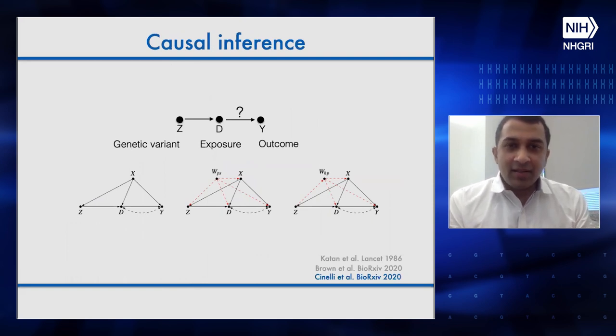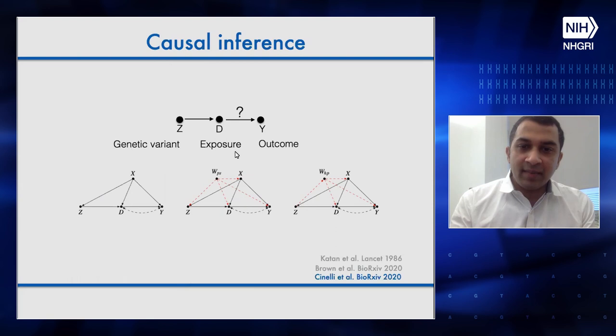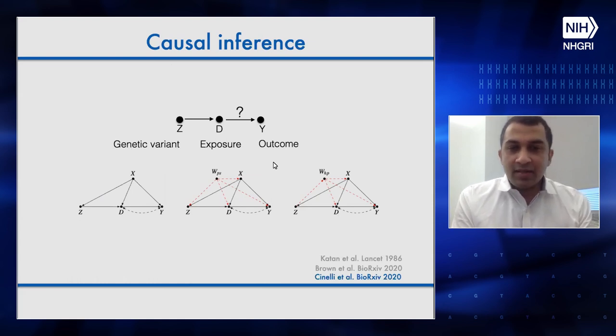A second major challenge is to get at causality. So ultimately, we are often interested in being able to say whether some kind of an exposure, for example, a biomarker or a drug, is causal for an outcome. The gold standard way to do this is to conduct a randomized clinical trial. However, such trials are often expensive, sometimes unethical. So this leads us to the question of whether causal statements can be made when we have observational data.